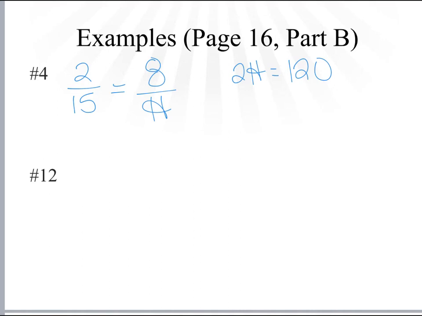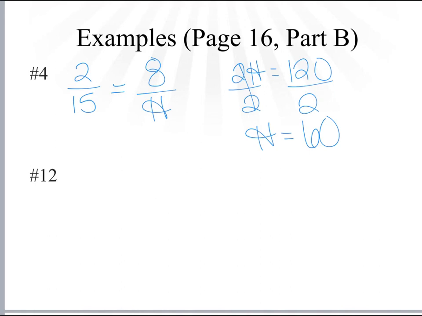Here's some just basic examples from your textbook, page 16, part B. So I have 2 over 15 equals 8 over h. And to solve for h, we're going to just do that cross multiply and divide. So 2h equals 15 times 8 is 120. Divide by 2, so h equals 60.